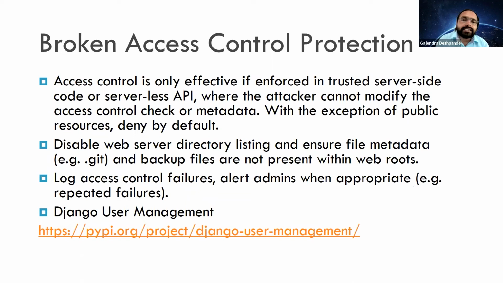To protect against broken access control, you need to consider a few points, such as: it is only effective if enforced in trusted server-side code or serverless API. Then disable web server directory listing and ensure that file metadata and backup files are not present within the web routes. Then log access control failures and alert admins when appropriate. Say for example, if there's an attack, then you need to report it to the admin.